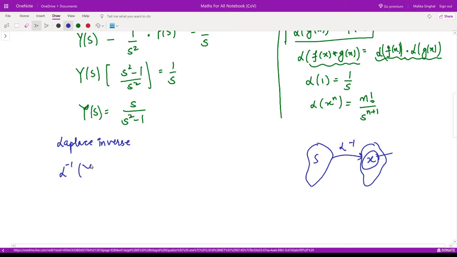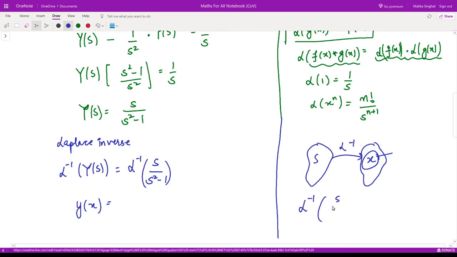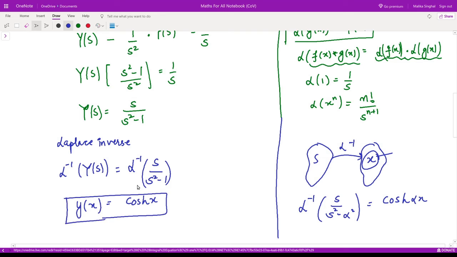Laplace inverse of Y of s would be equal to Laplace inverse of s upon s square minus 1, right? So this would simply be y of x, and what would that be? Here again we are using the formula: Laplace inverse of s upon s square minus alpha square is simply equal to cos hyperbolic alpha x, right? In this case alpha is simply 1, so it would be cos hyperbolic x. So this is our solution. So cos hyperbolic x is our solution.